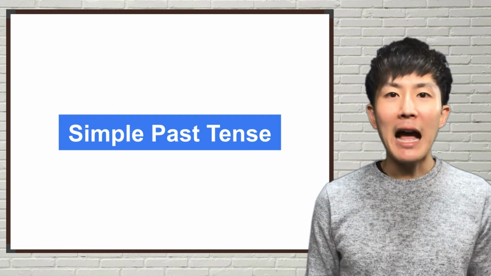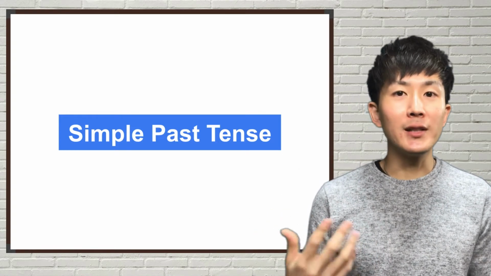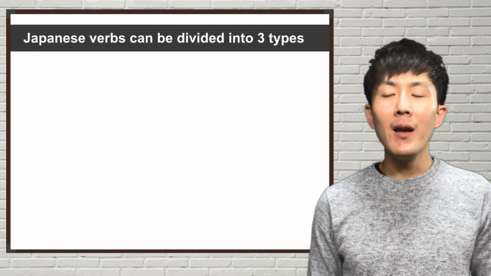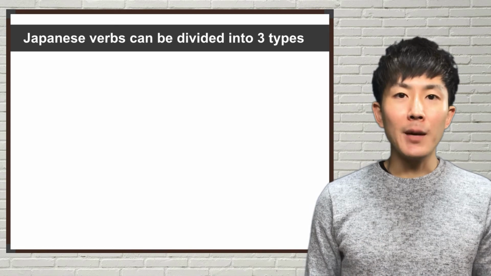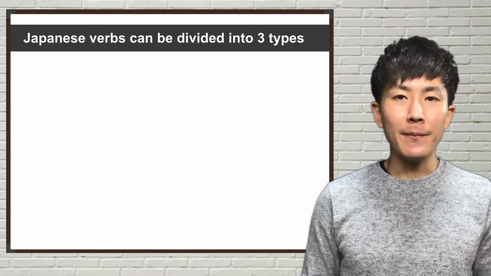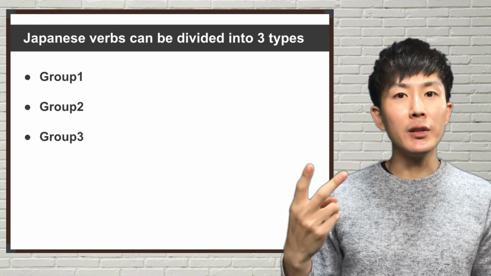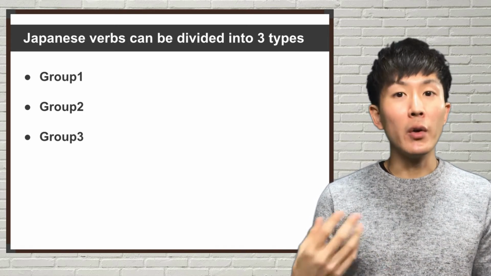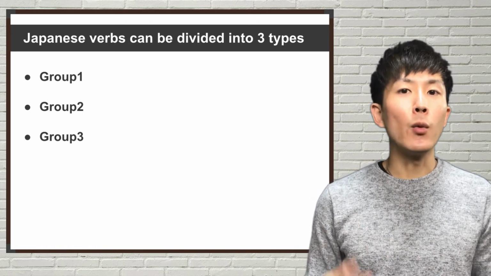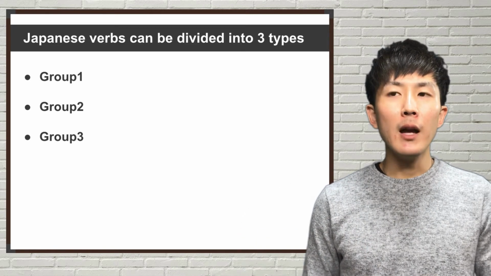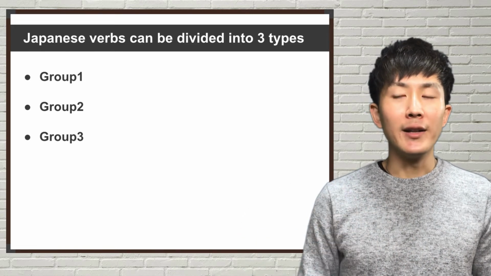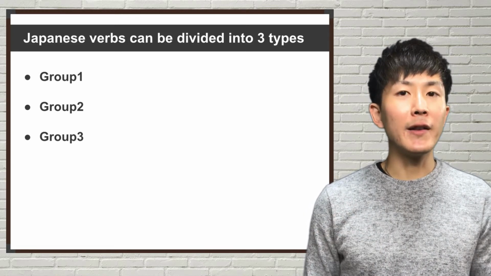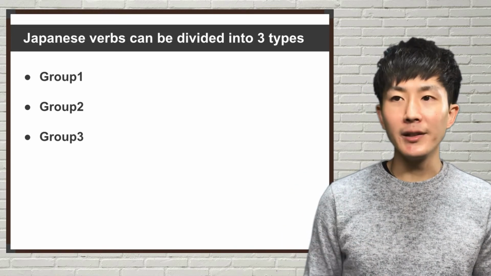In this video, I'm going to talk about simple past tense with verbs in Japanese. So let's get started. First of all, Japanese verbs can be divided into three types: group 1, 2 and 3. Each of the groups has different conjugation rules, so I'm going to explain it one by one. Actually, group 1 has very complicated conjugation rule, so I'm going to explain the conjugation rule for group 2 first.